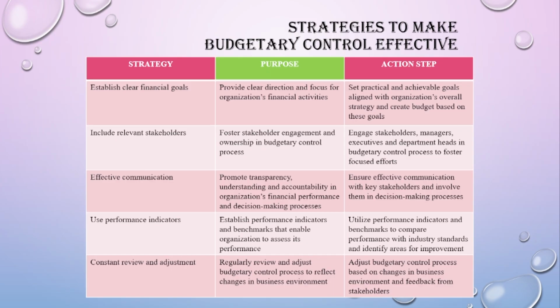Strategy, constant review and adjustment. This is the fifth strategy. What is the purpose of this strategy? That is, regularly review and adjust the budgetary control process to reflect changes in the business environment. What are the action steps? Adjust the budgetary control process based on changes in the business environment and feedback from stakeholders.